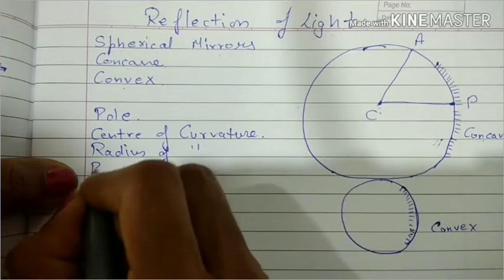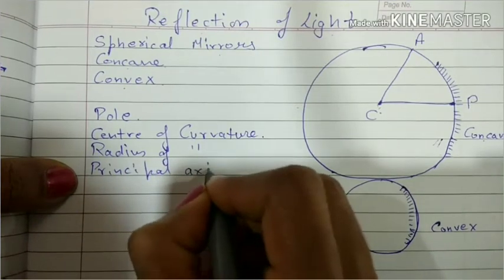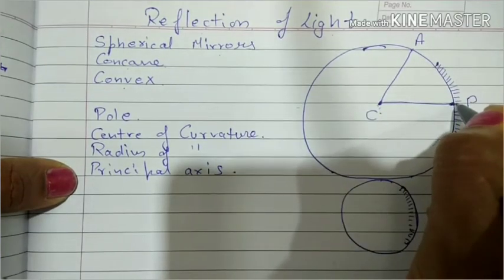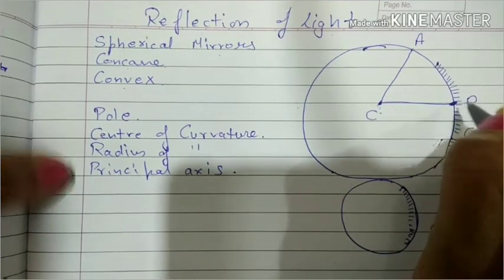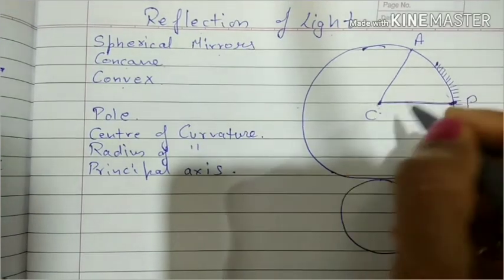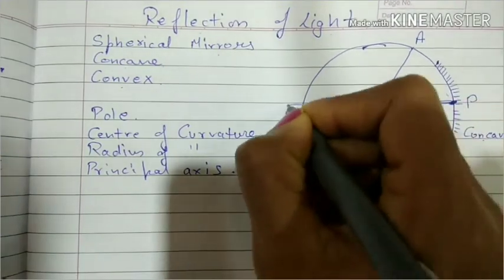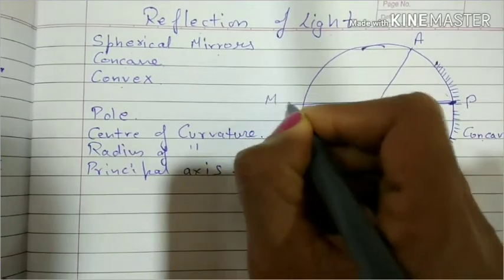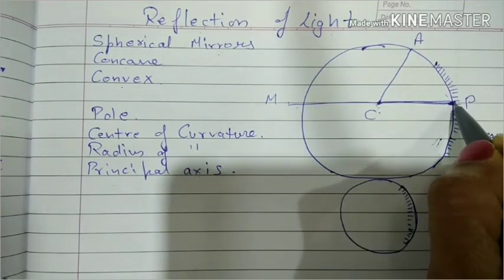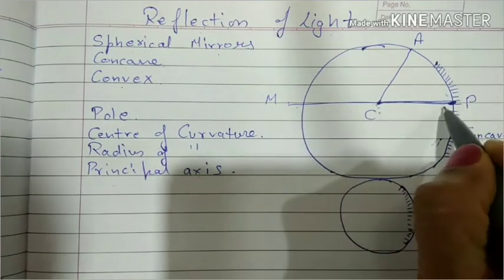Next is principal axis. This we define as the line passing through the pole of the mirror. Again, we already defined pole. It's the center of the mirror, and the center of curvature. If we just extend this line and name it, let's say, M here, this is called the principal axis. Again, the line passing through the pole of the mirror and the center of curvature is called the principal axis.